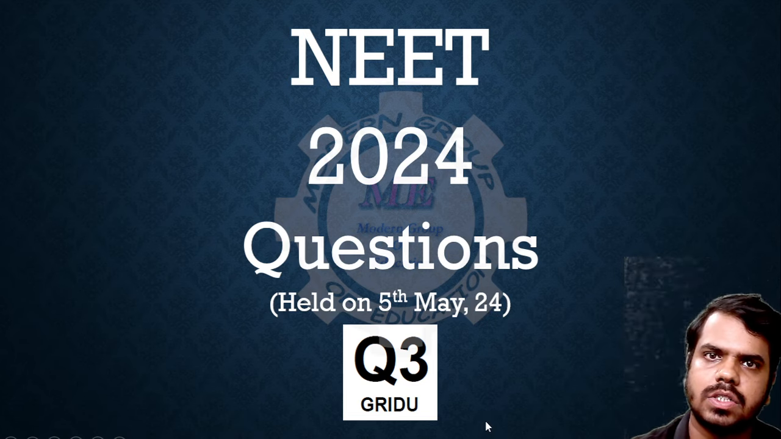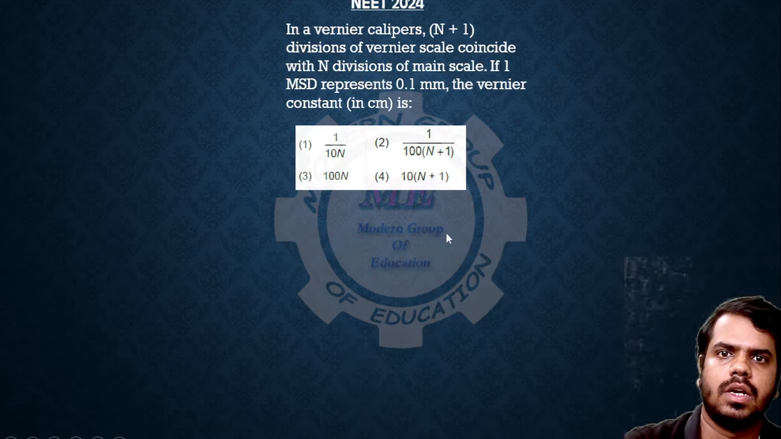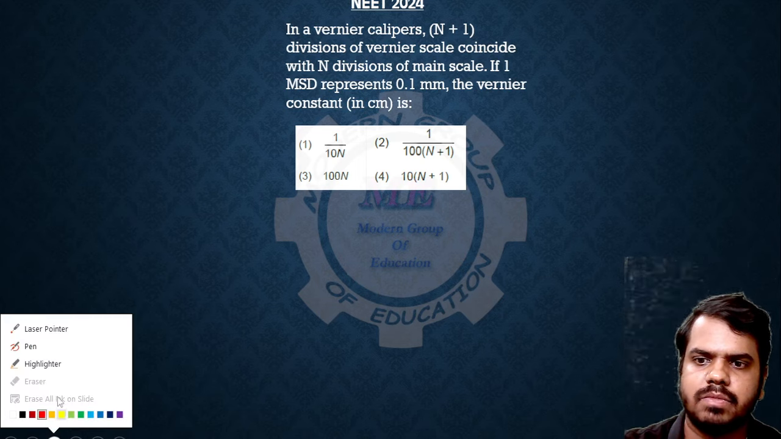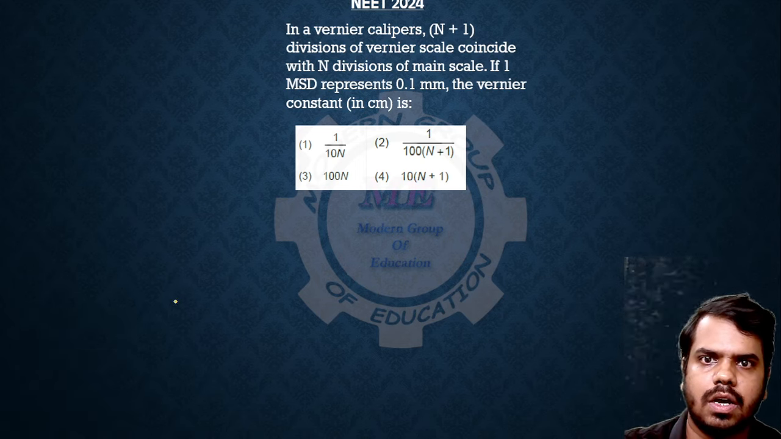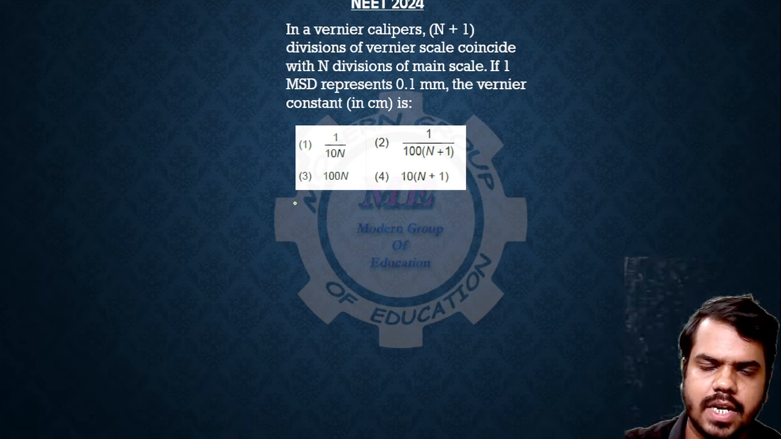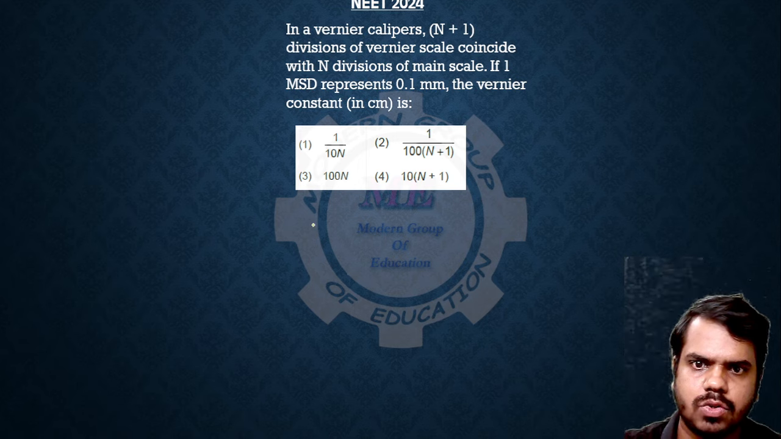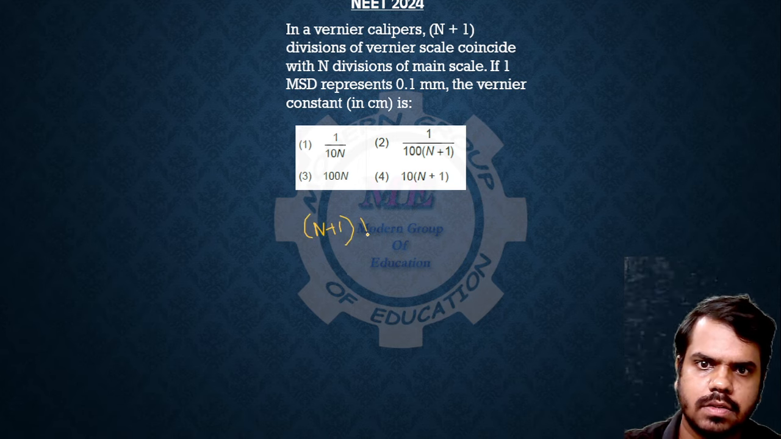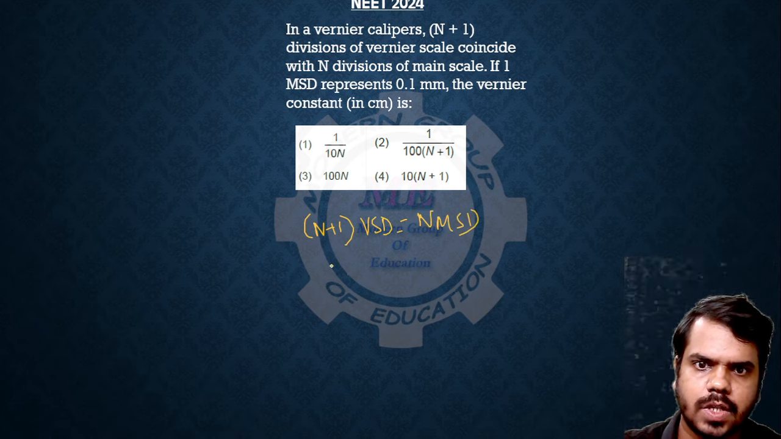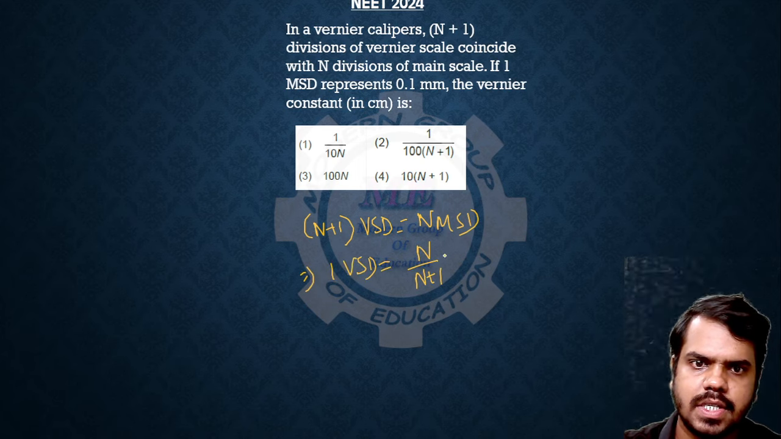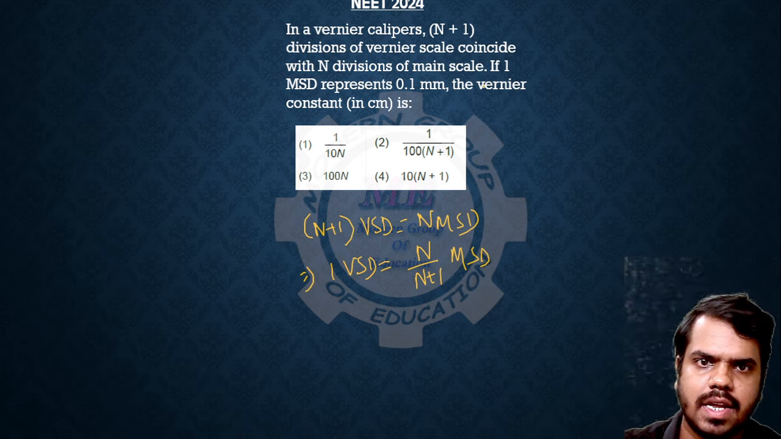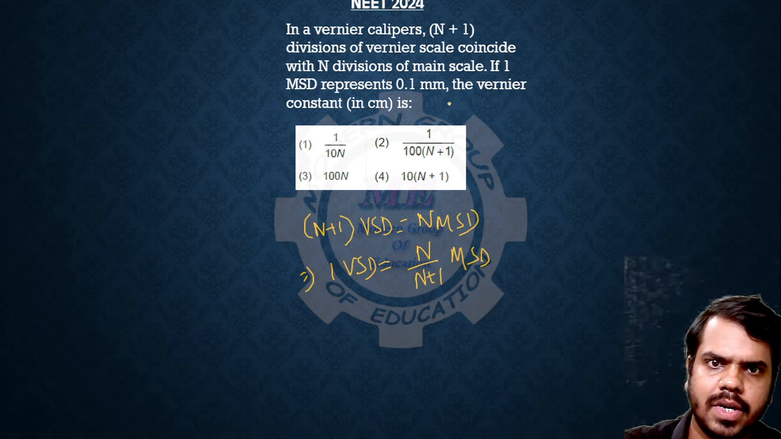Now starting with the first question. In a vernier calipers, n plus 1 vernier scale divisions coincide with n divisions of the main scale. If 1 MSD represents 0.1 millimeter, the vernier constant is. So n plus 1 VSD is equal to n MSD. So 1 VSD will be n by n plus 1 MSD. And here it is asked that if 1 MSD represents 0.1 millimeter, the vernier constant is.